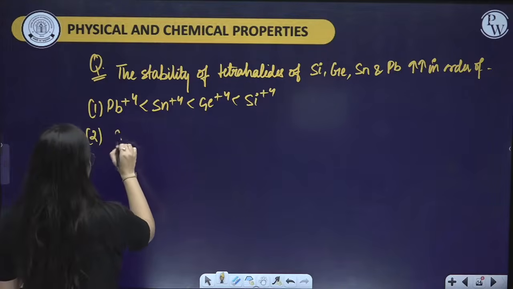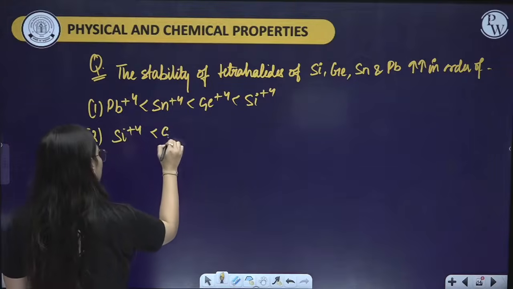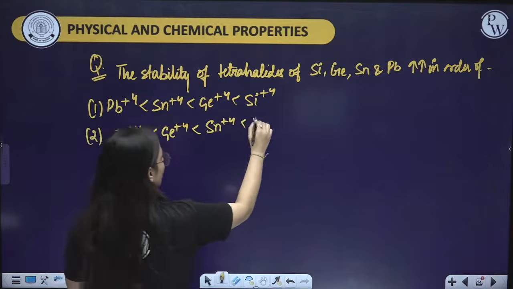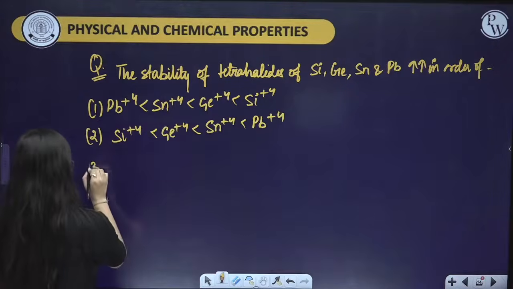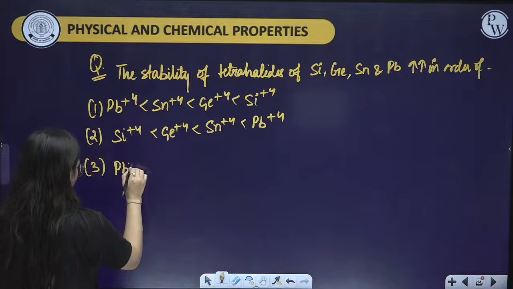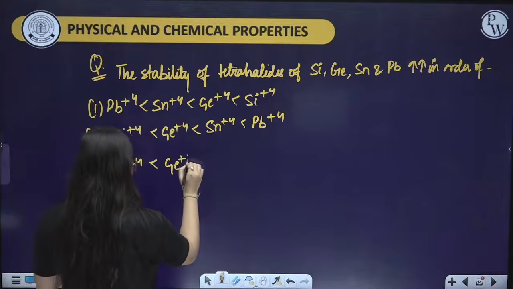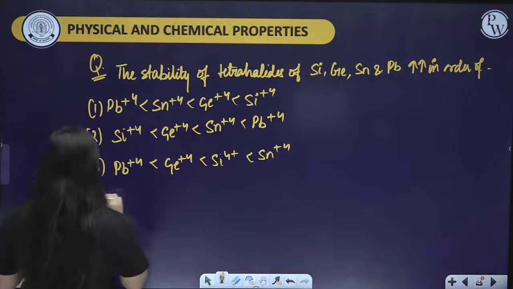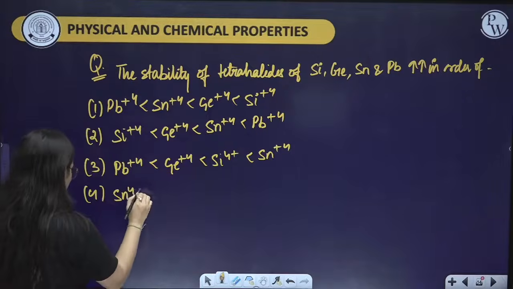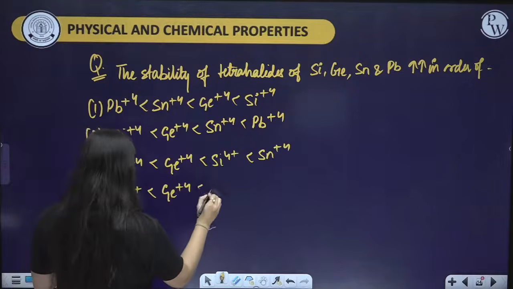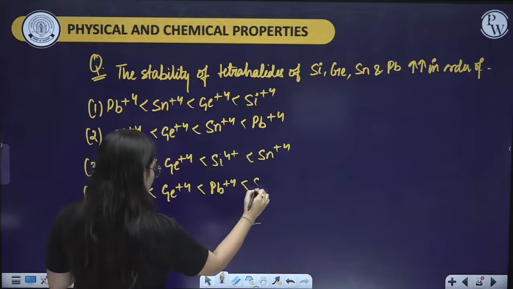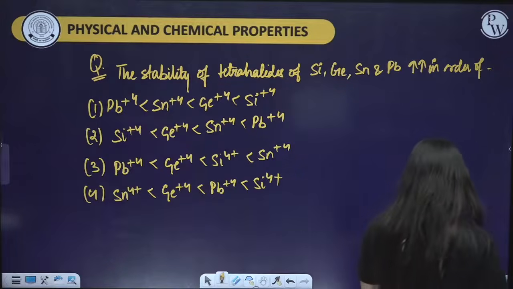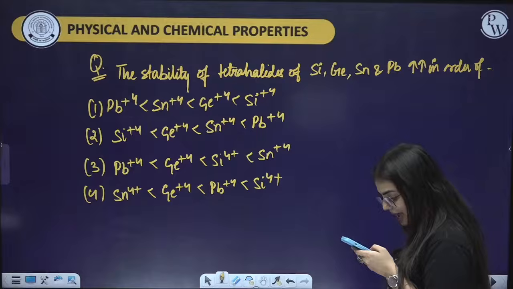Second option is Si +4, Ge +4, Sn +4, Pb +4. Third option is Pb +4, Ge +4, Si +4, Sn +4. While the fourth option is Sn +4, Ge +4, Pb +4 and Si +4. Clear? This is your first homework question. I hope you all have written this. Clear? I guess you all have written this.